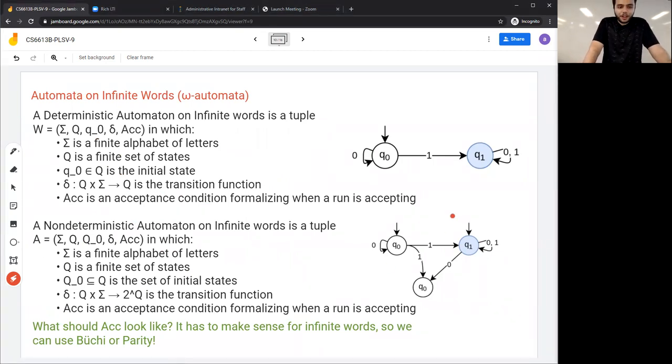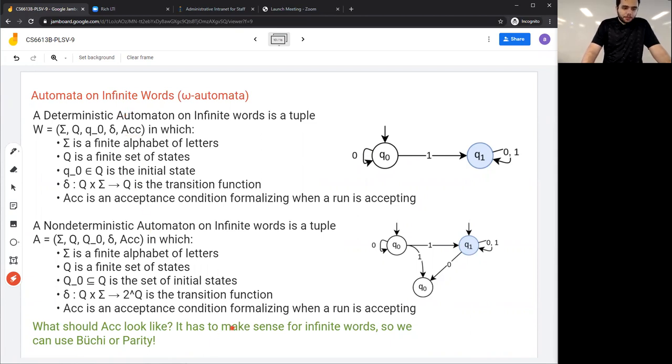So how do we define an automaton on infinite words? Well, it's basically the same as an automaton on finite words. It has two flavors, deterministic and non-deterministic. And it has the exact same parts, except that it also now has an additional acceptance condition at the end. The acceptance condition is what tells us which runs are accepted.